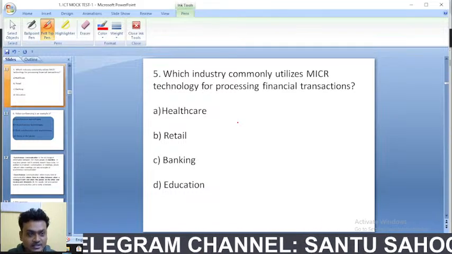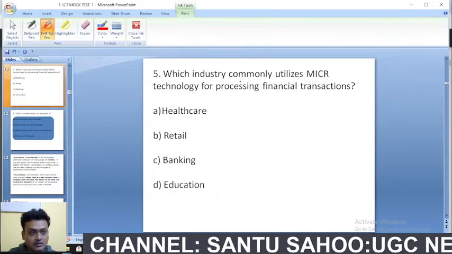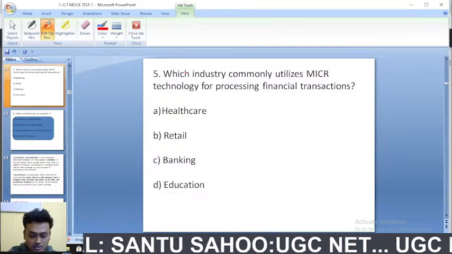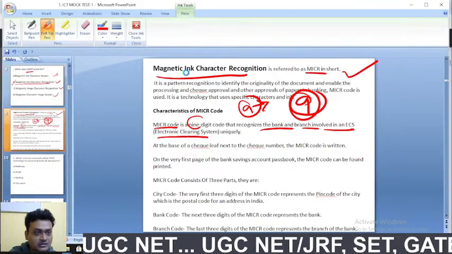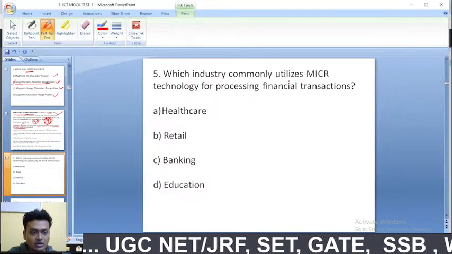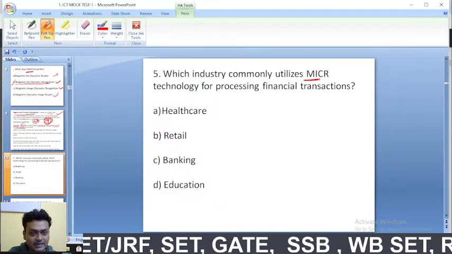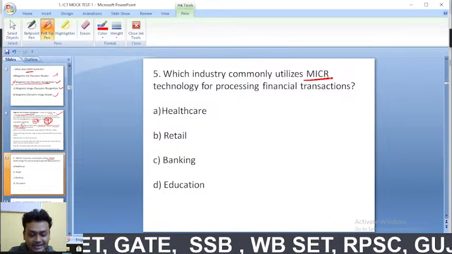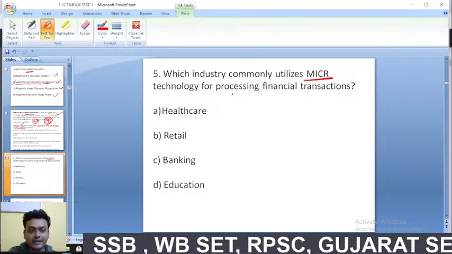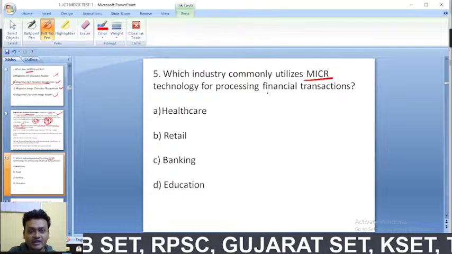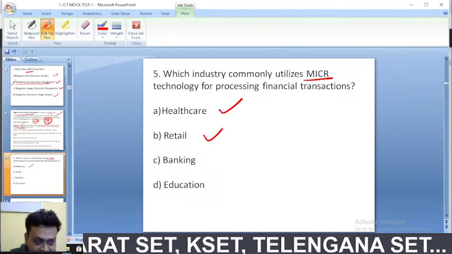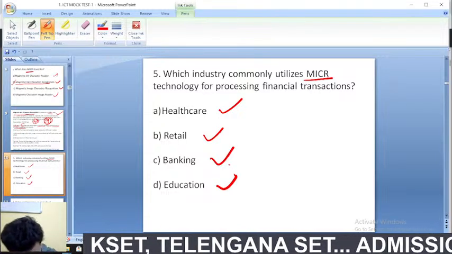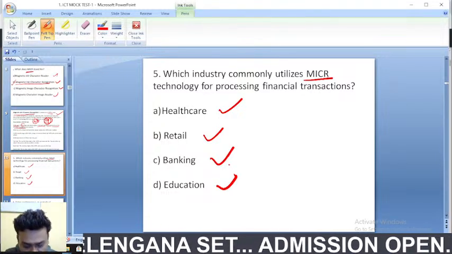Okay, Deepa, you are also right. B, magnetic ink character recognition. Which industry commonly utilizes MICR, that is magnetic ink character recognition technology, for processing financial transactions? Healthcare, retail, banking, education. तो इजी है, बहुत इजी. क्विकली डू आंसर.